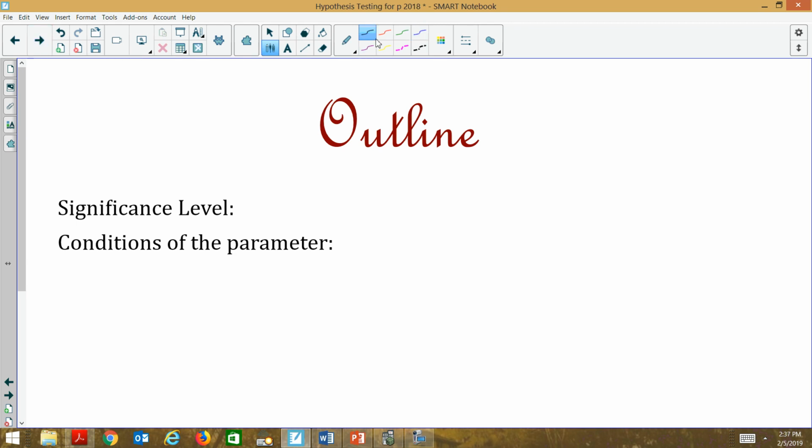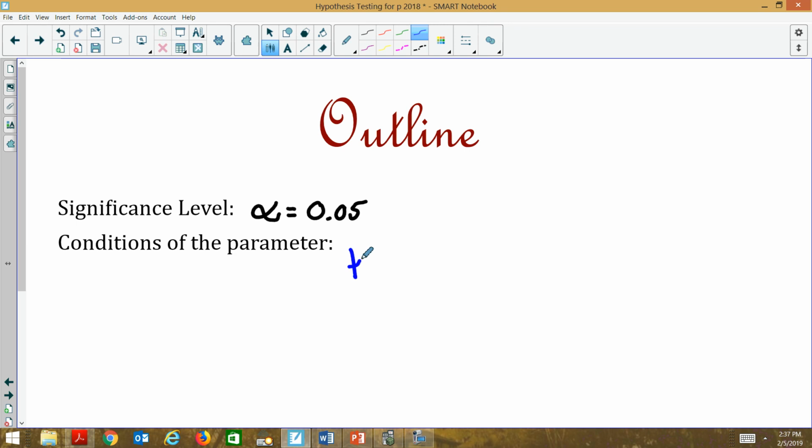So to test a hypothesis, we need a significance level, meaning we need to know a probability in which we would make a type 1 error, because we're assuming that the null hypothesis is true. In this case, I'm going to use 5%. So that means for every 100 different samples I use for this method, 5 of them will inaccurately reject the null hypothesis. Then we need the conditions of the parameter, meaning we need the sampling distribution conditions in order to see if this is true.